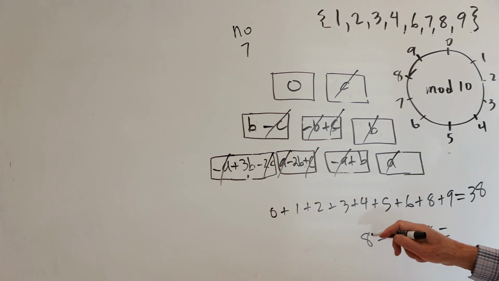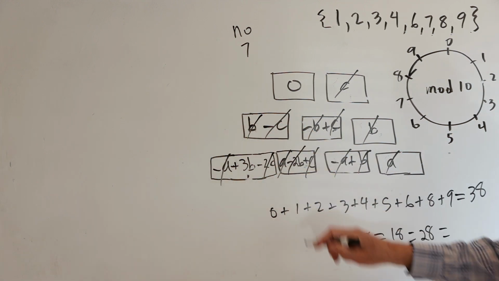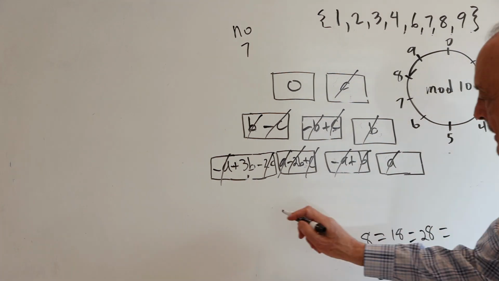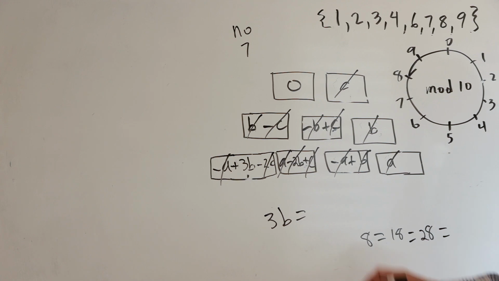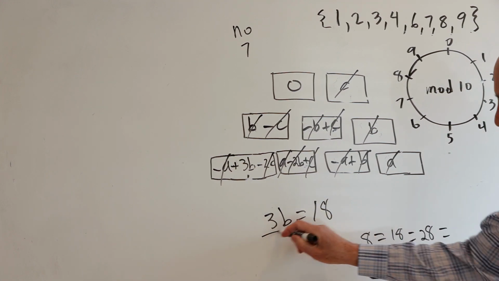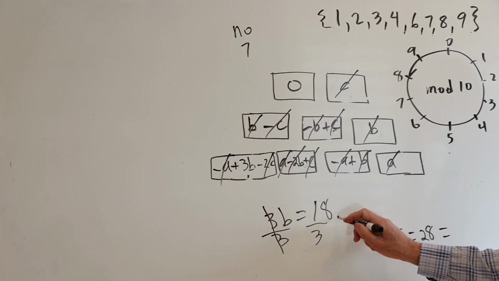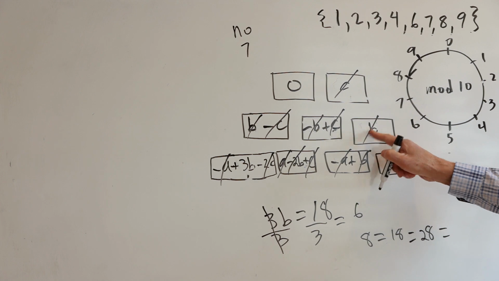I can cancel 2 B's with a negative 2B, and all I have left is 3B. So 3B is equal to 18, and I'll divide both sides by 3. That cancels, so I get 6. So this B is 6.